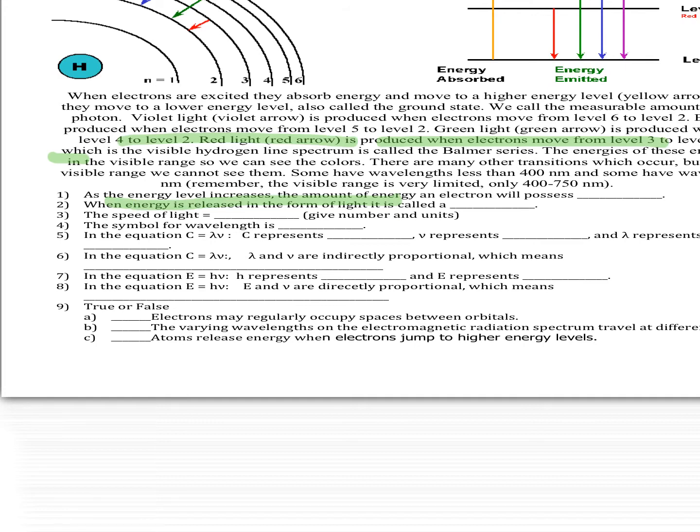The energies of these emissions just happen to be in the visible range we can see. There are other transitions which occur, but since they are not in the visible range, we cannot see them with our eyes. Some have wavelengths less than 400 nanometers, and some have wavelengths greater than 750. Remember, we only see from 400 to 750. So those Roy G. Biv colors that we can see only fall in that range. If they do release energy in other ranges, we can see them with computer systems or with certain photography systems, but your eyes can't see them.